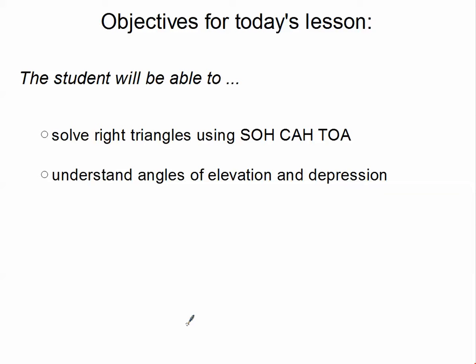Okay, and here we are in our brand new chapter, Chapter 7. In today's lesson, this first tutorial, we will look at solving right triangles using sohcahtoa.